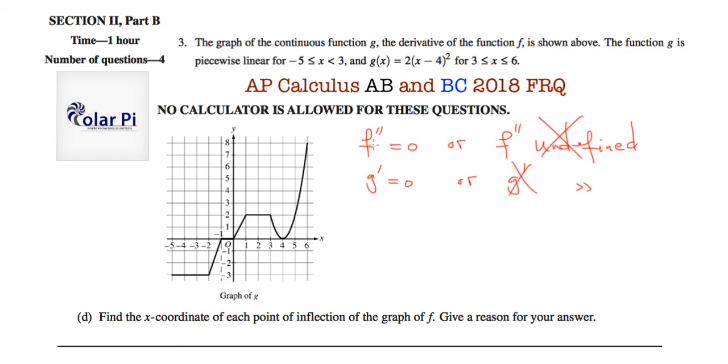So we could just focus on where f double prime is equal to 0, that is where g prime is equal to 0. And that's only at one spot, and that's at x equals 4 right there. So the result for this is x is equal to 4, and clearly g prime, which is the slope of g, goes from negative to positive, so it changes sign about this value of x equals 4. Therefore, x equals 4 is our only point of inflection.